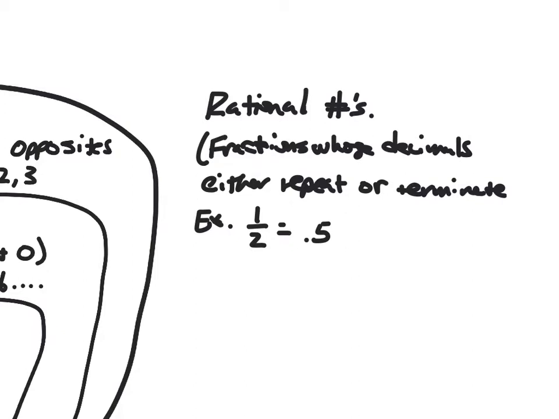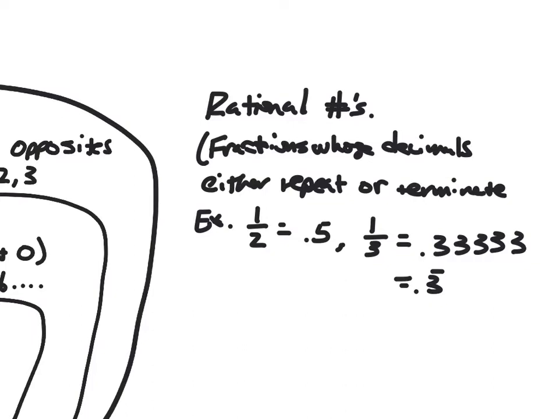If you wanted something that repeats, let's look at a number like 1/3. That decimal would be 0.3, and that repeats. You would also just call it 0.3 repeating. So when you have 1/3, this number keeps going, and you keep getting threes. These are all rational numbers.